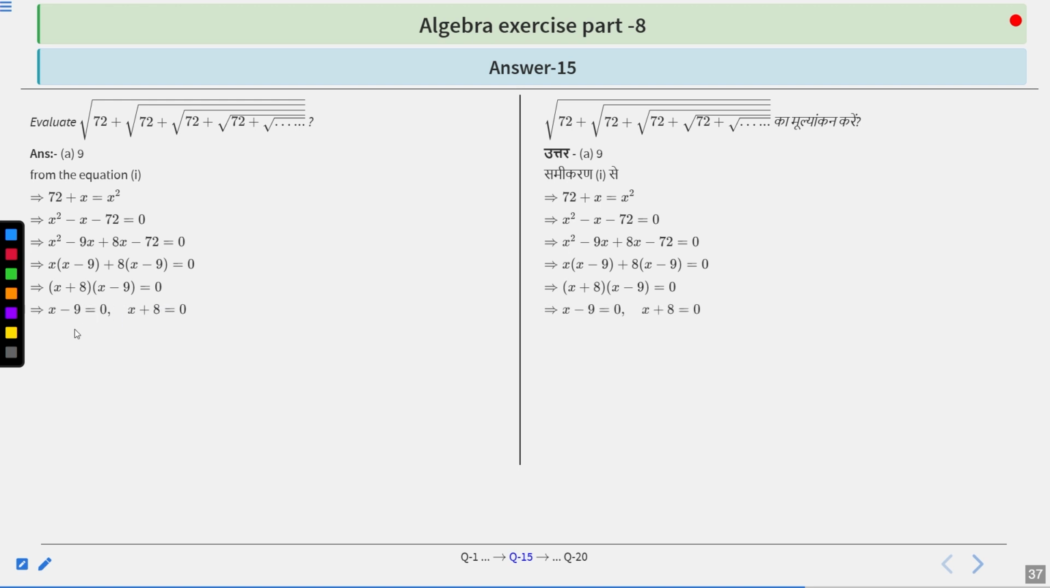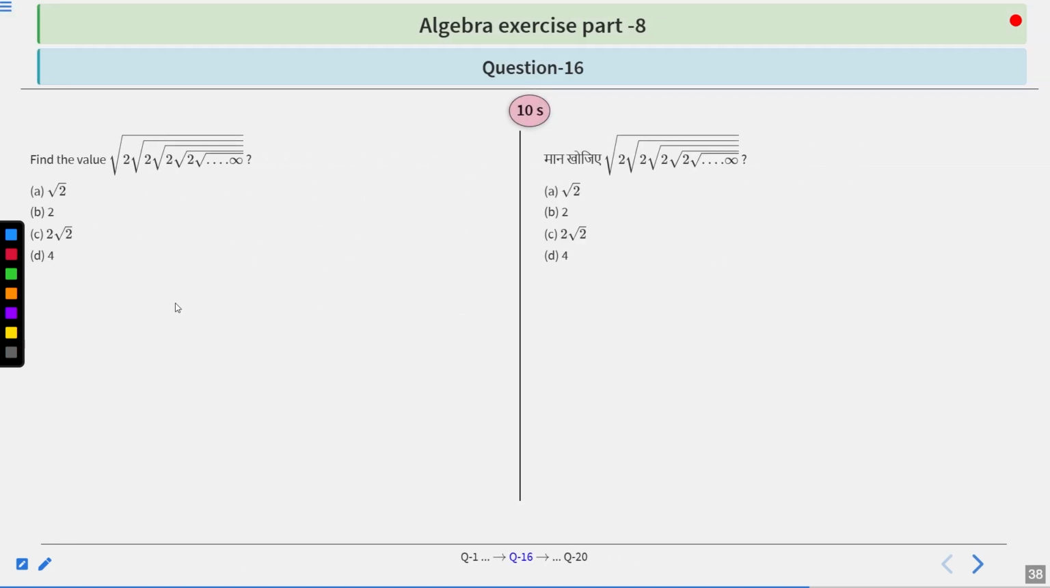So the values of x: if we put x minus 9 equal to 0 and x plus 8 equal to 0, the values of x can be 9 or minus 8. But minus 8 is invalid because under root of anything can't be negative. Therefore, x equal to 9 is the correct answer, option number A.